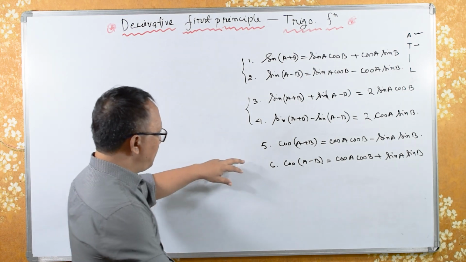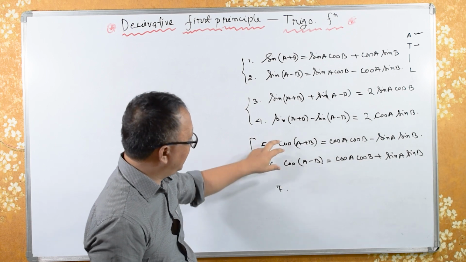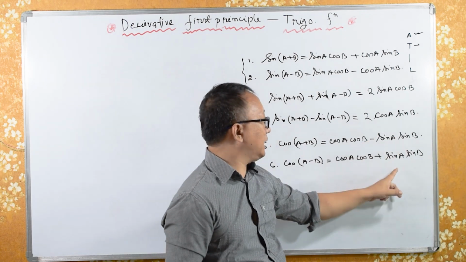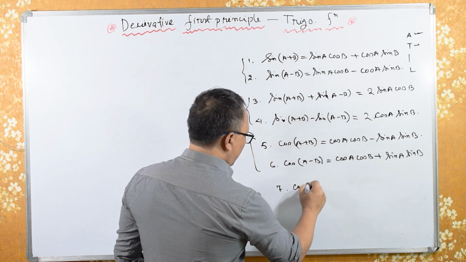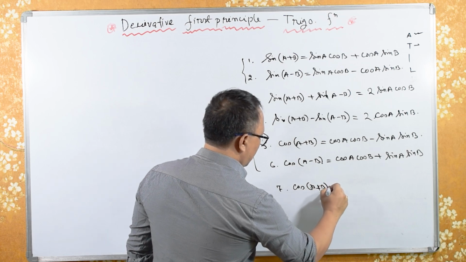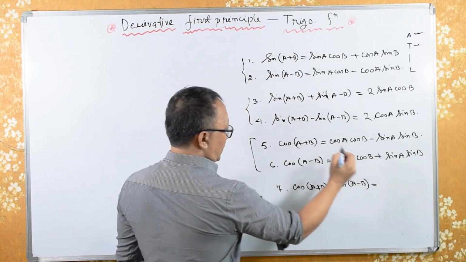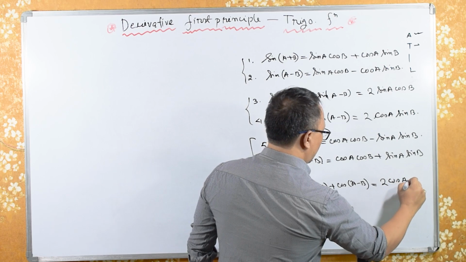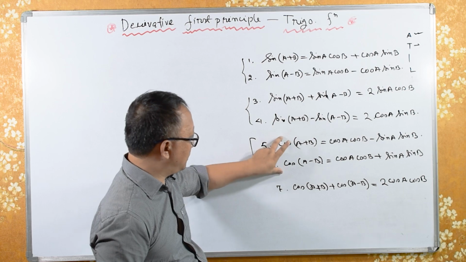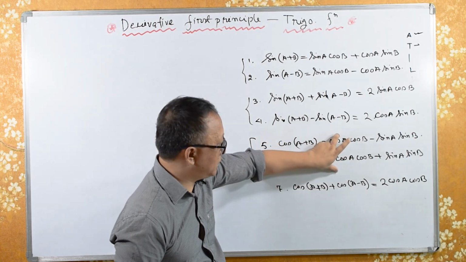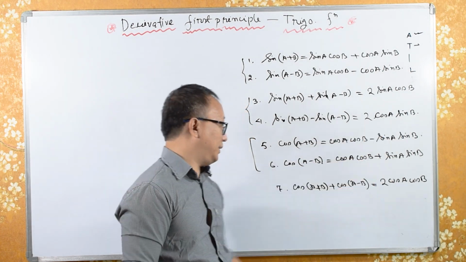Now if I add these two, 5 and 6, these two terms will get cancelled and I'll be getting twice over here. Here I will get cos of a plus b plus cos of a minus b is the same as twice cos a cos b, because this plus this is the same as this plus this. So I am giving 1 plus 1 equals 2. These two get cancelled because of plus and minus here.